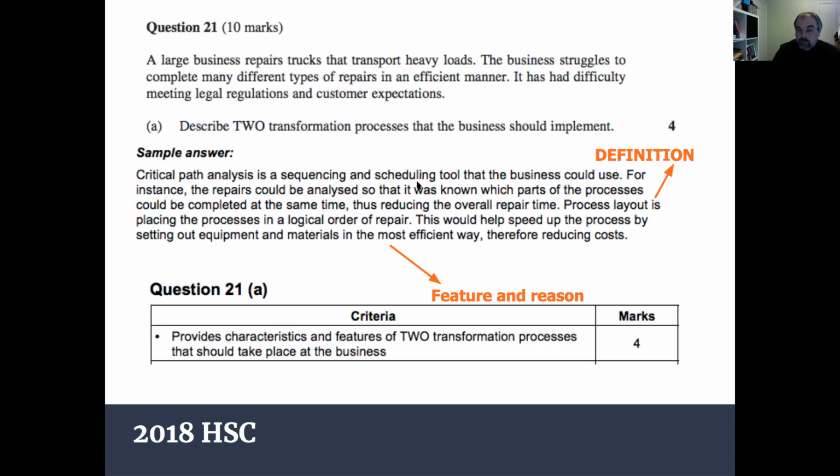What features? It's a sequencing and scheduling tool, and a little bit of feature is that we can perform tasks simultaneously. Our second one, process layout, is placing the processes in a logical order of repair. So there we go, definition. This would help speed up the process by setting out equipment and materials in the most efficient way, therefore reducing costs. So you can see in that answer there, this particular student has done a little bit more than describe, and then accessing the full range of marks there. All right. Let's move on.